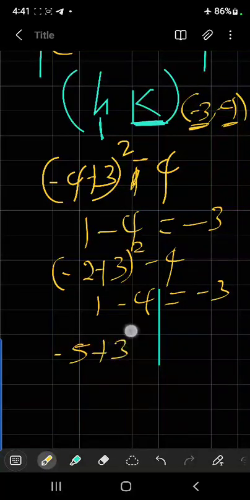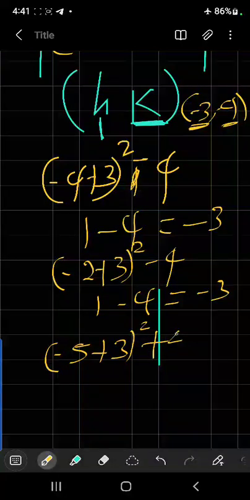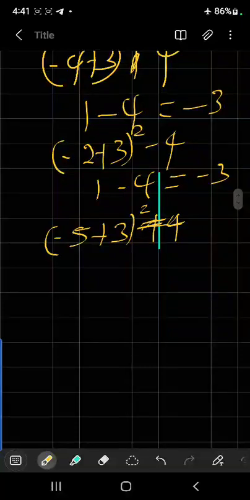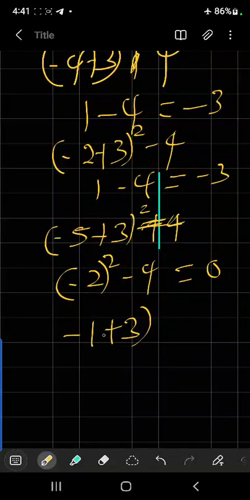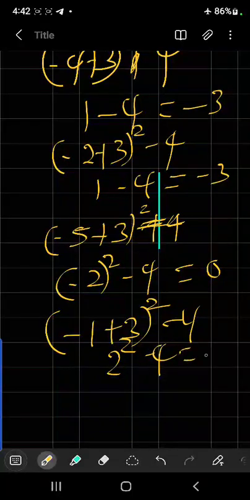Again, let's go to the left again, minus 5. Minus 5 plus 3 squared minus 4. Minus 5 plus 3, that's minus 2. Minus 2 squared minus 4. Minus 2 squared is what? 4. 4 minus 4 is 0. Then the next one we go to what? Minus 1. Minus 1 plus 3 all squared, then minus 4. Let's see the behavior. Minus 1 plus 3, that's 2. 2 squared minus 4, that's 0.